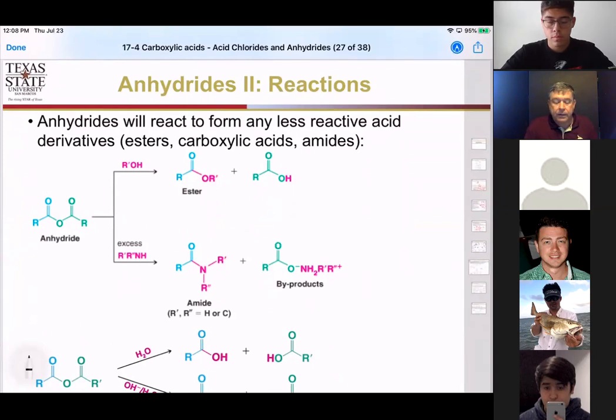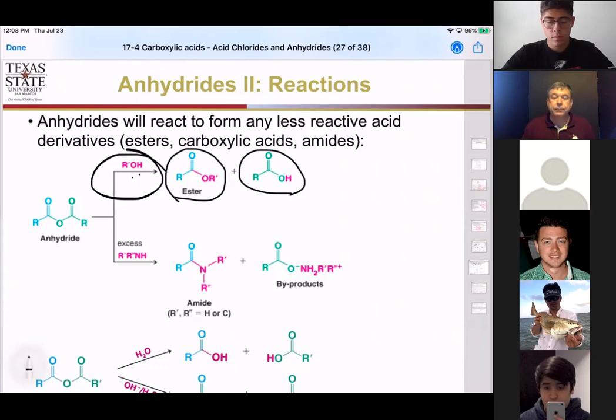The next thing it can do is react with alcohols. In the process, the lone pair on the alcohol acts as our nucleophile and displaces the carboxylic acid and then reprotonates it to give us one equivalent of carboxylic acid and one equivalent of ester.